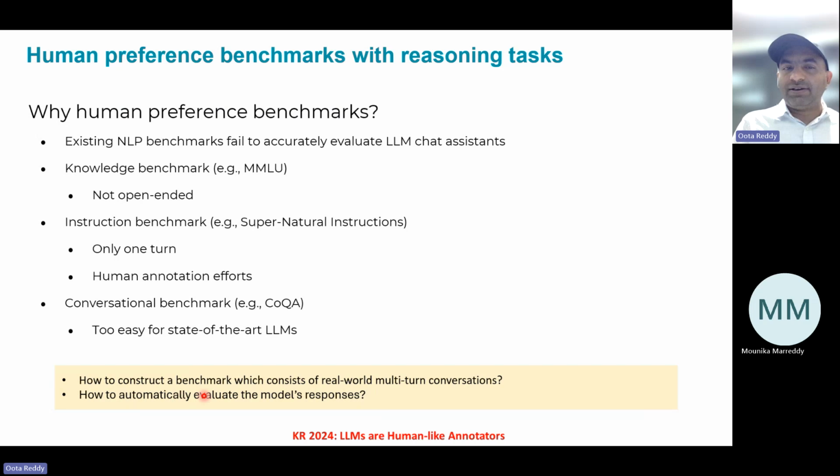So how do we construct a benchmark which consists of real world multi-turn conversations? How can we take a large language model that interacts with real world users so that we can evaluate the model in a much better manner, and how can we automatically evaluate these model responses?